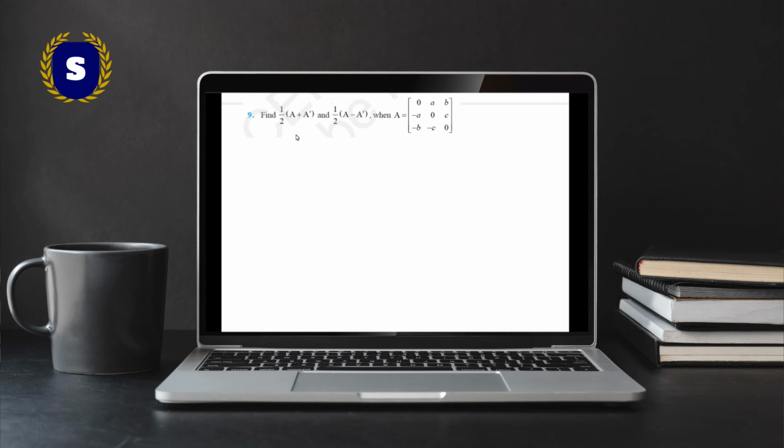Okay. We have given a matrix A. So to solve the question we need the transpose of this matrix. So let us calculate A transpose first. 0 A B, minus A 0 C, minus B minus C 0. Right. Let us assume a matrix C equal to A plus A transpose.